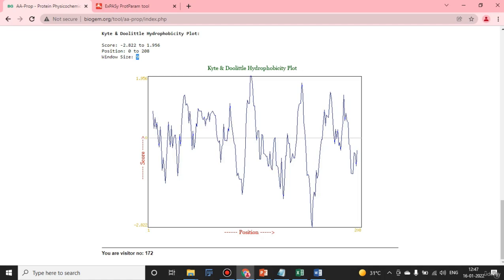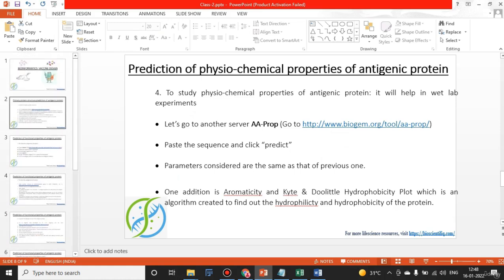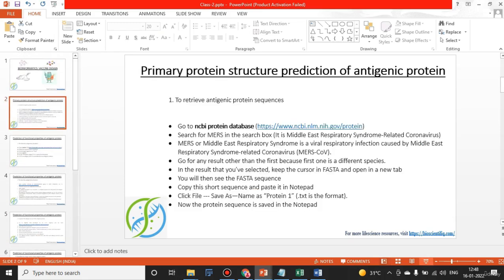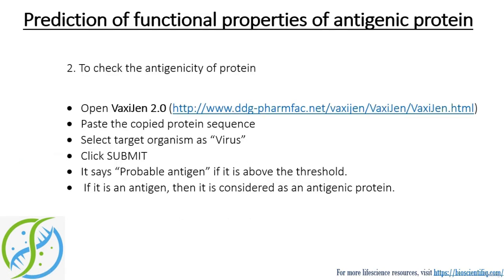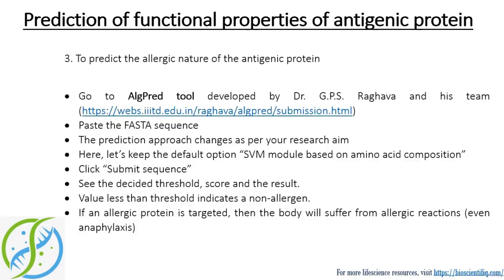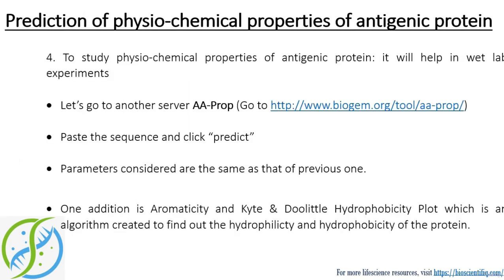So in this lecture, what we studied, let me just scroll over and show you, is primary protein structure prediction, which is antigenic protein sequence retrieval, then functional properties of it. We have predicted the antigenicity of the protein and the allergic nature of the protein, and then prediction of the physiochemical properties. Okay, we know about the protein's antigenicity, allergenicity, and the physiochemical properties, and also the sequence of it, of course.